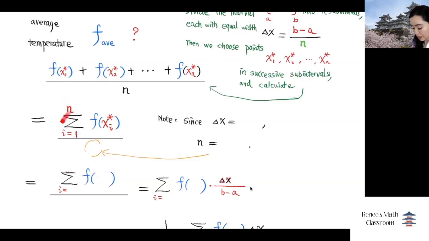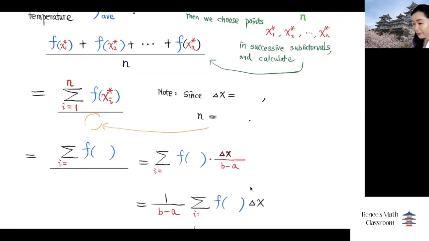So what this means is this: this sigma notation means f of x1 star plus f of x2 star plus f of x3 star, etc., all the way to f of xn star. So that's the short notation for this sum over here. And then divide by n.